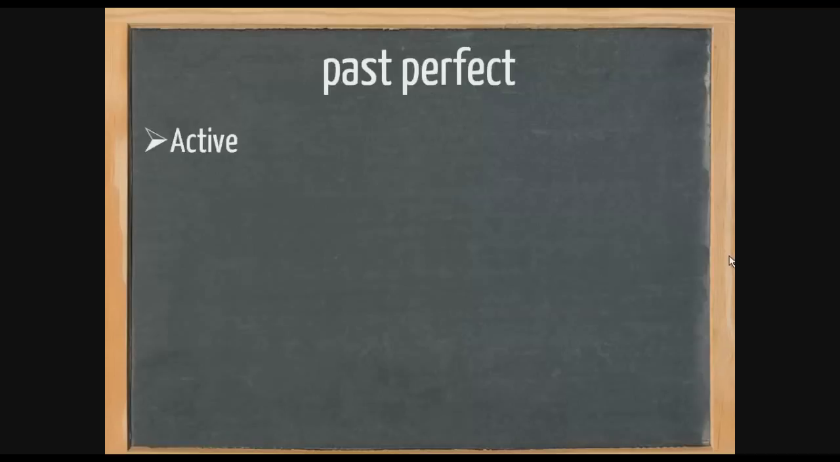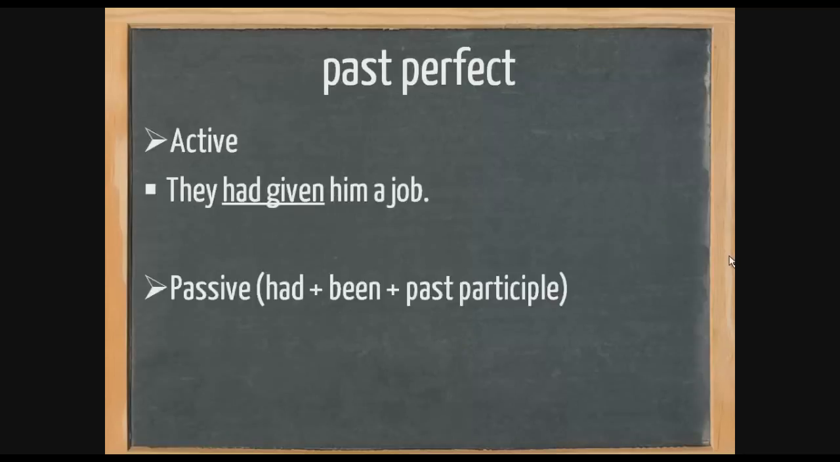The past perfect. The active past perfect: They had given him a job. And in the passive we use had plus been, just as in the present perfect, and a past participle: to give, gave, given. He had been given a job.